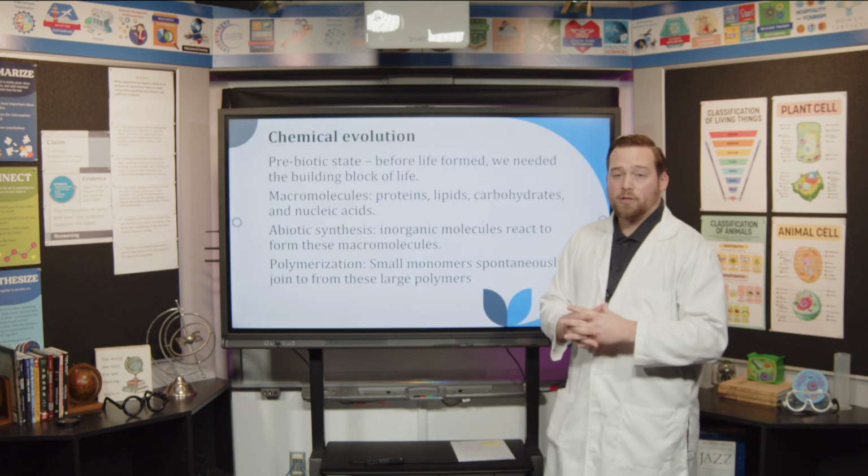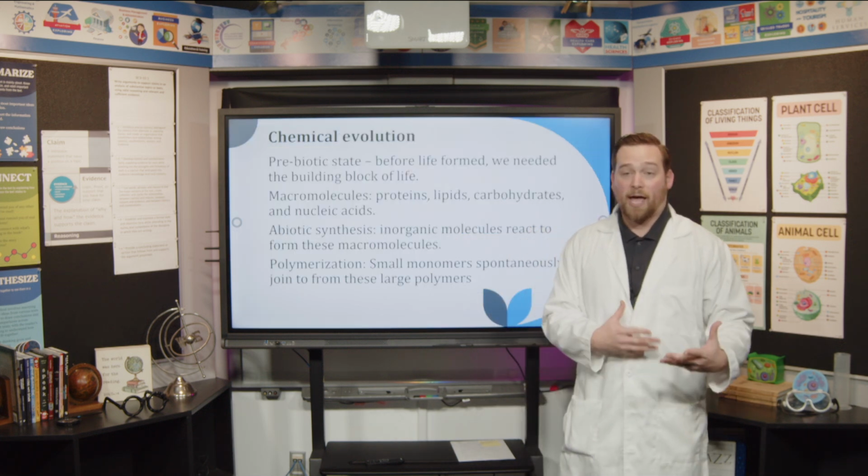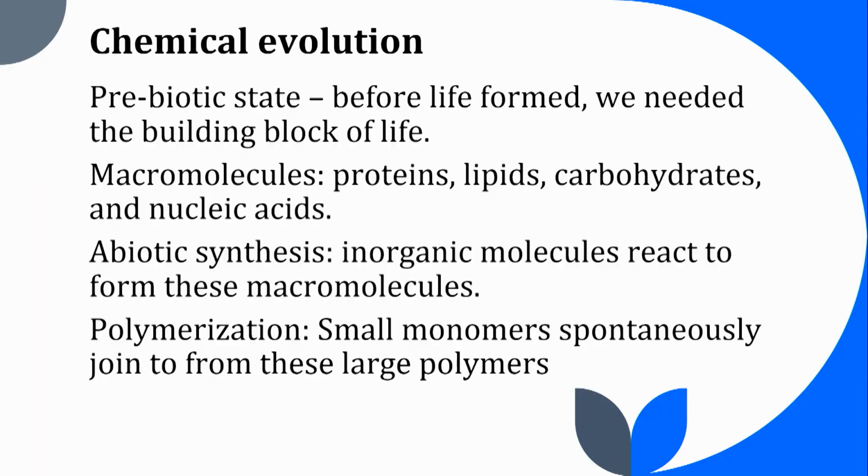So the first thing I wanted to talk about is something known as chemical evolution. Okay? Remember that when the Earth first formed, we didn't have any life on the planet at all. We would call this a pre-biotic state. So before life can form on a planet, we need the building blocks of life. Well, what are the building blocks of life? Think back earlier in this year when we were talking about macromolecules. Okay, macromolecules are the building blocks of life.